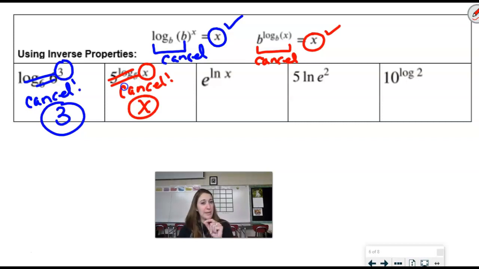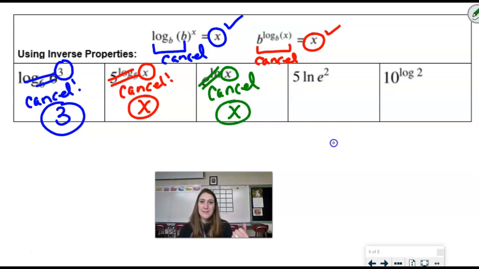Okay, be careful here. We have base e, which is the number e, and then you have a natural logarithm. So remember, natural log is a logarithm of base e. So this is another case where they will cancel. The x has nowhere to go but drop down. The answer is x.